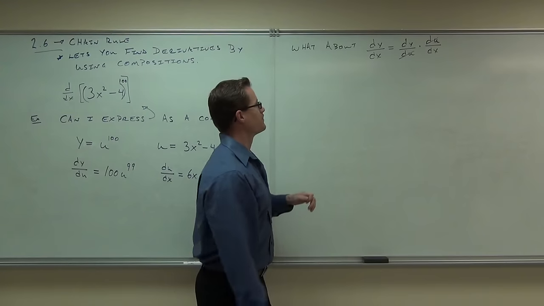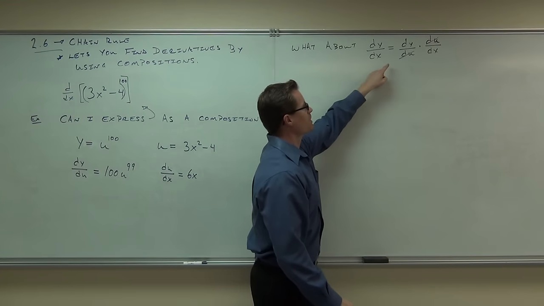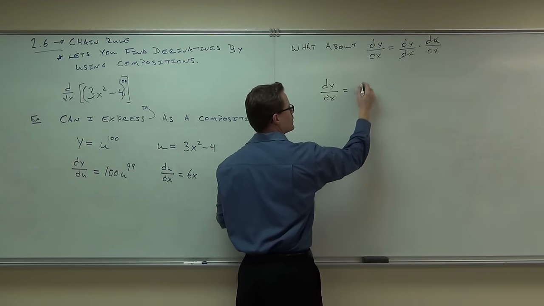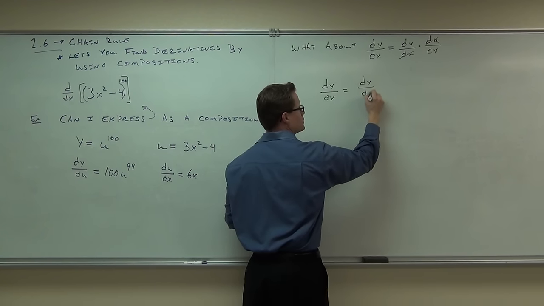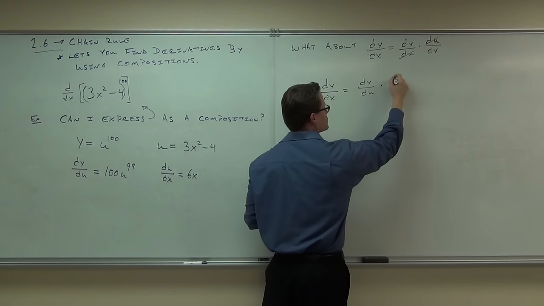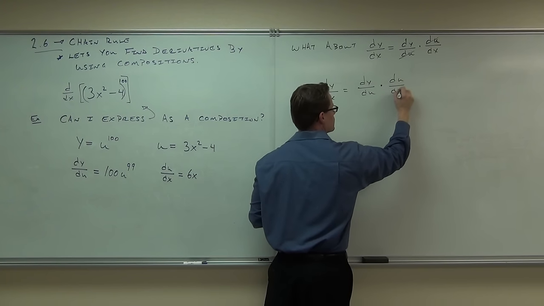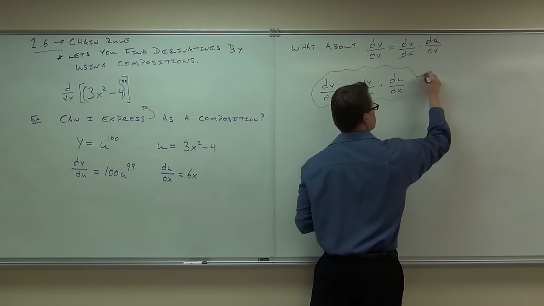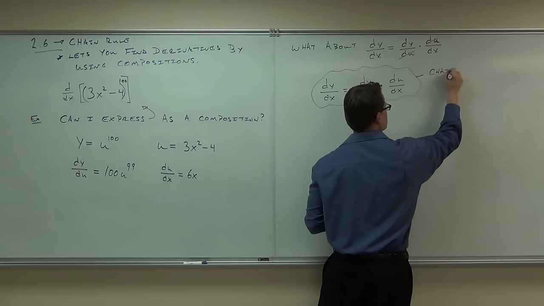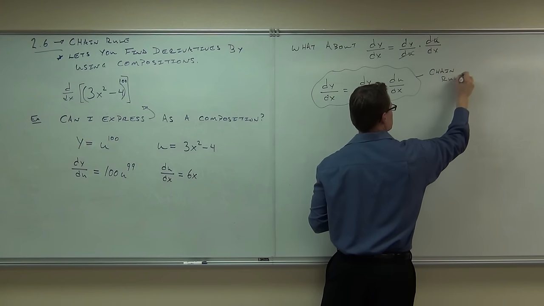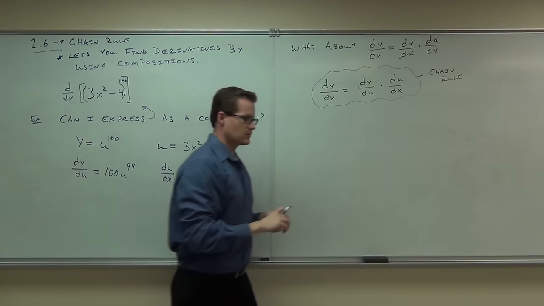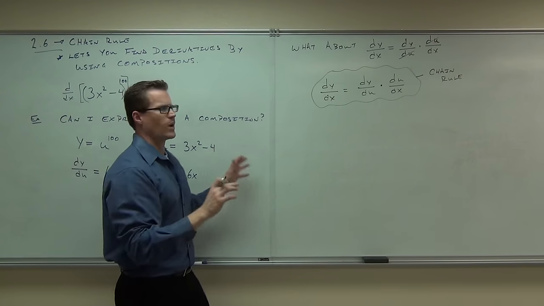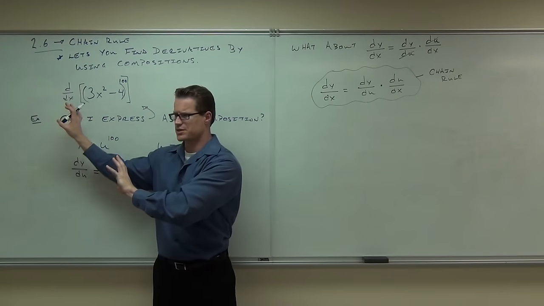What it says is that dy dx will be equal to dy du times du dx. This is the chain rule. That's the chain rule. Okay, so how do we use it in practice? Let's apply it to this scenario, okay?